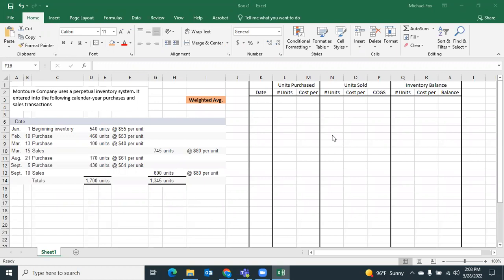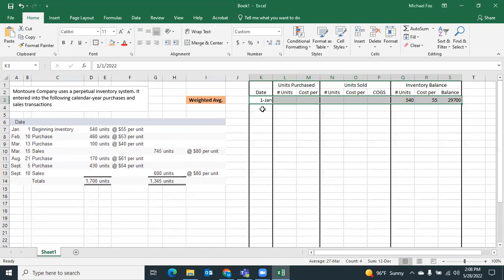So let's get started. We can see the company had a beginning inventory of 540 units. So I'll go ahead and start with that. 540 units at $55 a unit. So our total beginning inventory cost is $29,700.